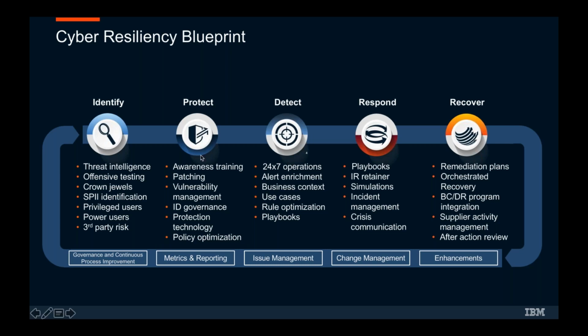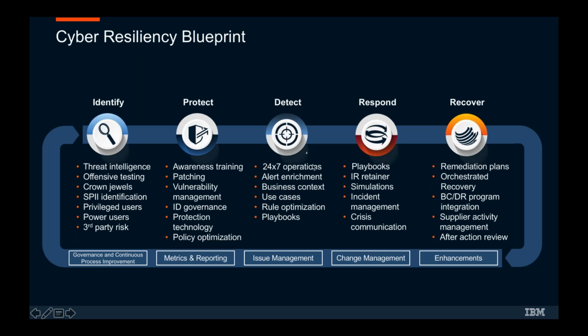The protection part, awareness training. We talked about the fact that employee vulnerabilities are one of the top ways in. Patching is of course important, and automating that as a process, dealing with vulnerability management, ID governance. So just like you protect passwords, protecting IDs into your physical buildings, and protection technologies and policy optimizations to ensure that these stay up to date.